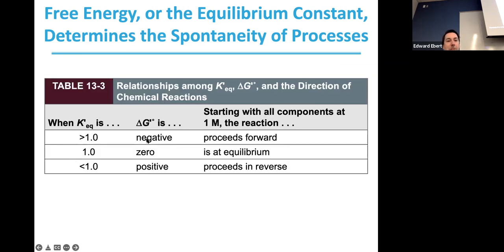All right, so this is probably I need to go trim out all the unnecessary slides in here, but this is the big takeaway right here. If our delta G is negative, we're going to go forward. If it's positive, we're going to go in reverse. And if it's zero, it's at equilibrium. We will almost never see a delta G at zero in a living organism.